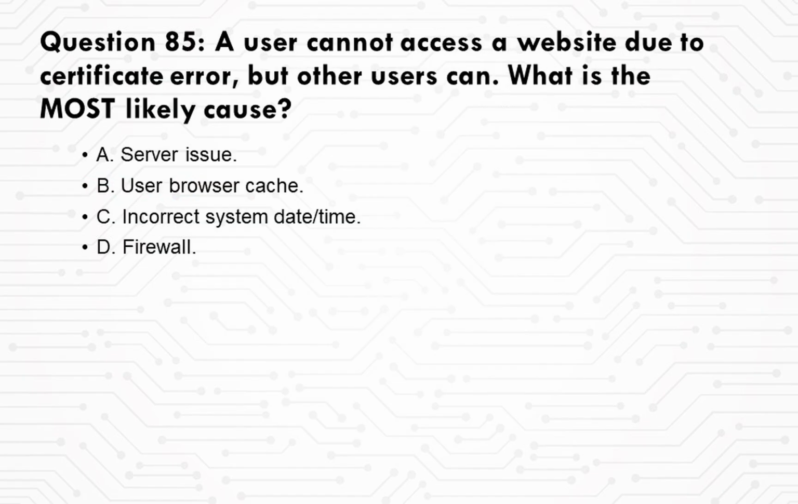Question 85. A user cannot access a website due to certificate error, but other users can. What is the most likely cause? A. Server issue. B. User browser cache. C. Incorrect system date time. D. Firewall. Answer: C. Incorrect local time can invalidate certificates.